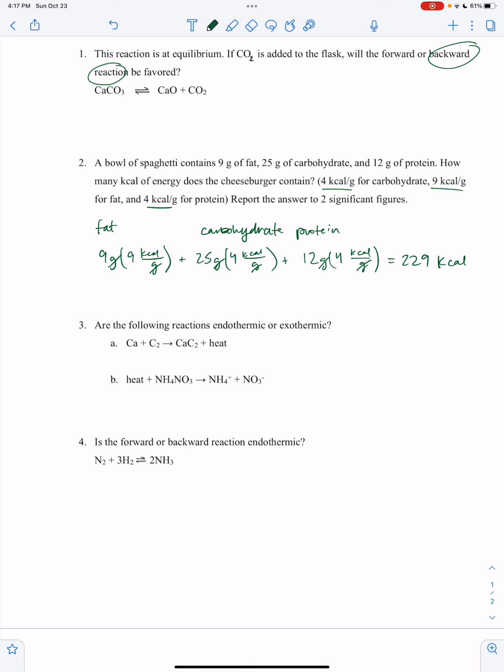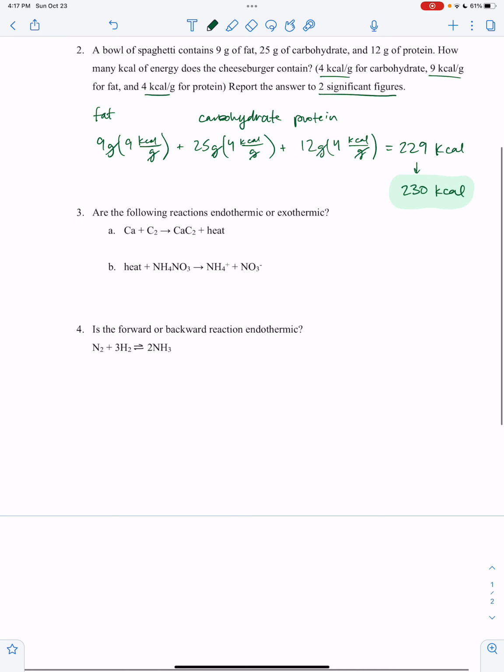So at the end of this one, we're going to report the answer to 2 sig figs. So basically we can just round up to the next number. So we're at 229. It's going to become 230. Okay. Moving on to number 3.